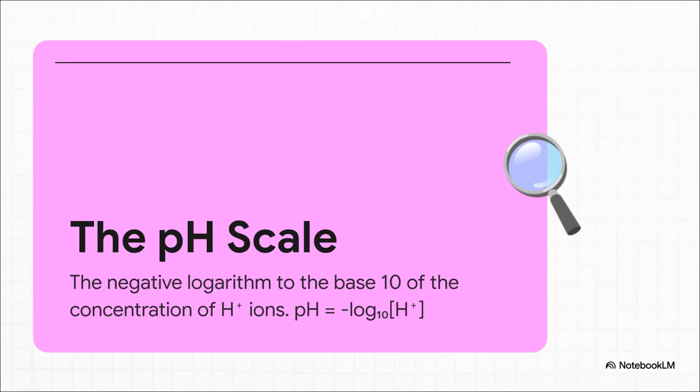Now, working with tiny numbers like 10 to the minus 7 is, well, it's a pain. So to make life easier, scientists came up with the pH scale.